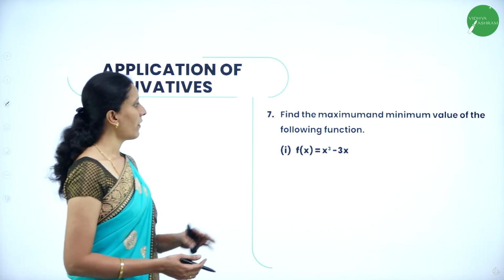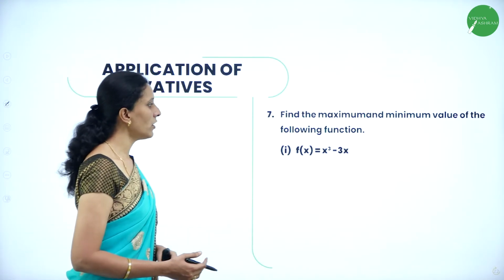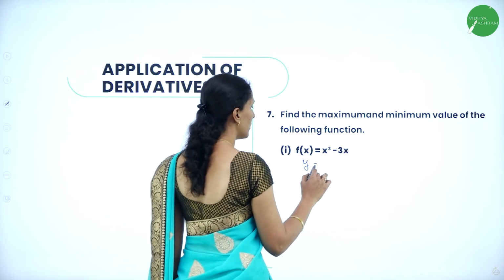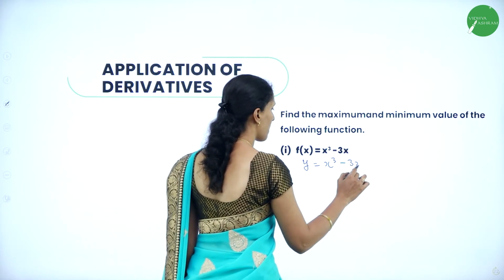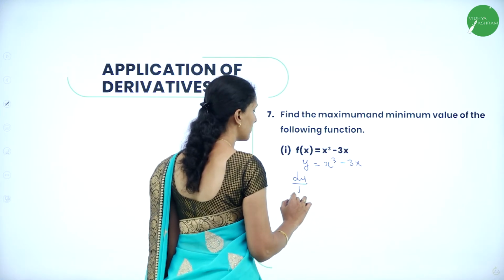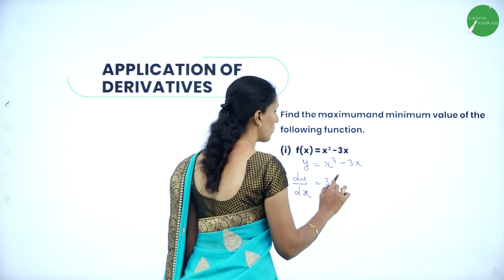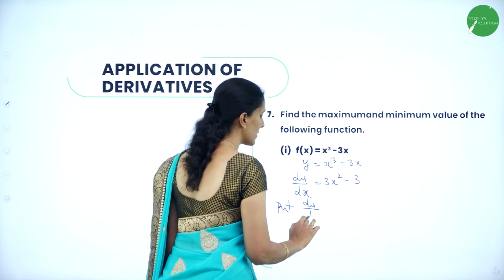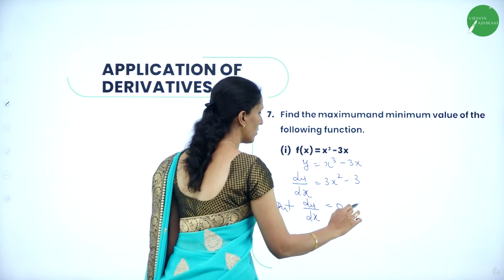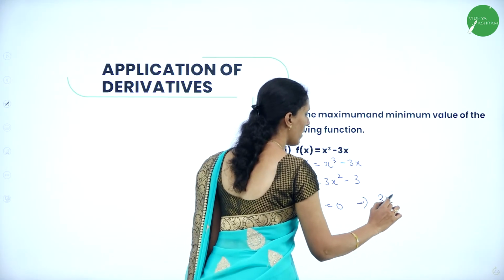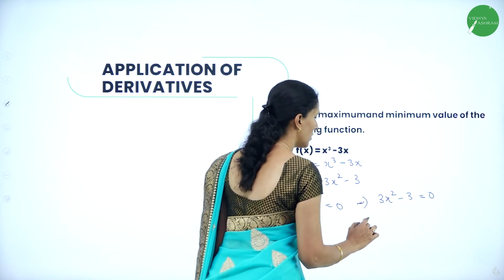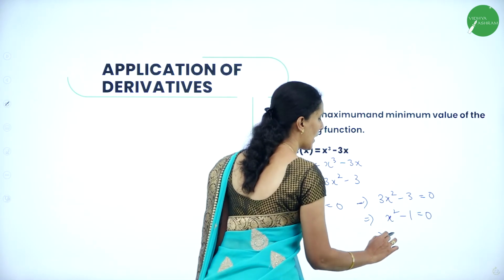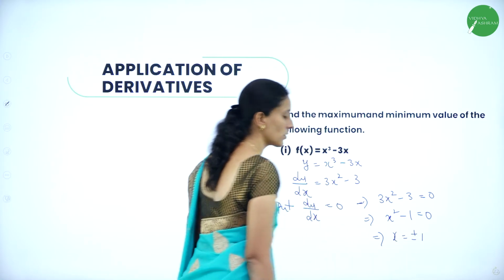Next question, find the maximum and minimum value of the following function. The same way, first put y is equal to x cube minus 3x, then dy by dx is equal to 3x square minus 3. Put dy by dx is equal to 0. So this implies 3x square minus 3 is equal to 0. This implies x square minus 1 is equal to 0. This implies x is equal to plus or minus 1.